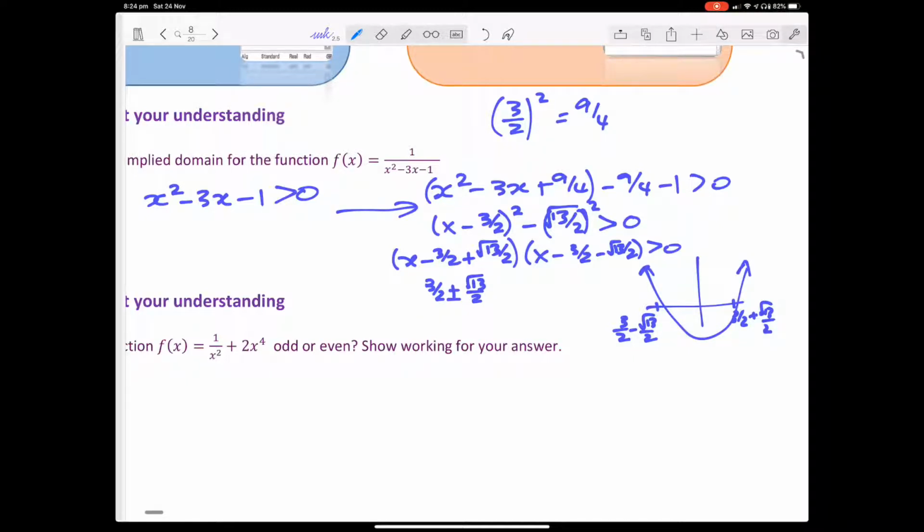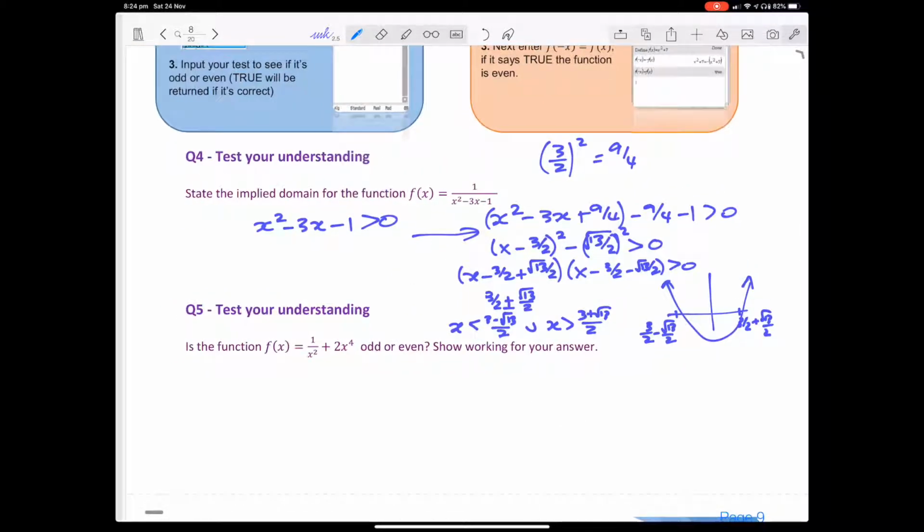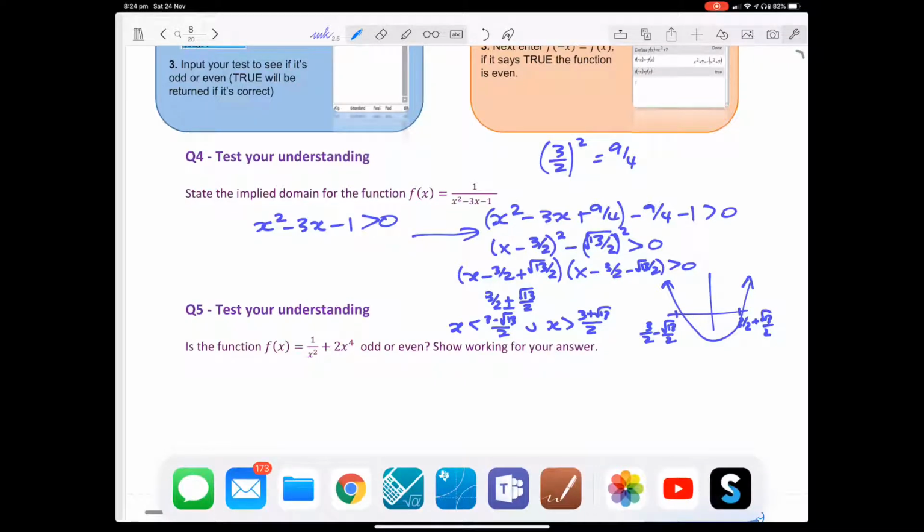When is this greater than 0? When x is less than 3 minus root 13 on 2, or x is greater than 3 plus root 13 on 2. Now we could check it. 1 on x squared minus 3x minus 1.